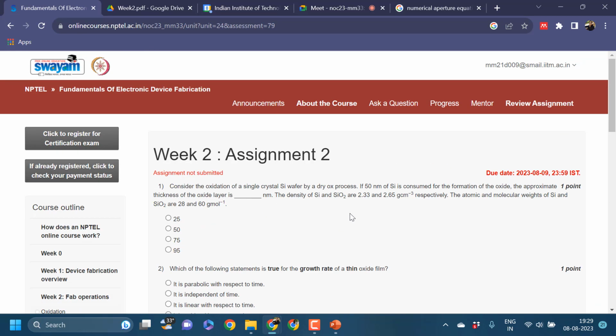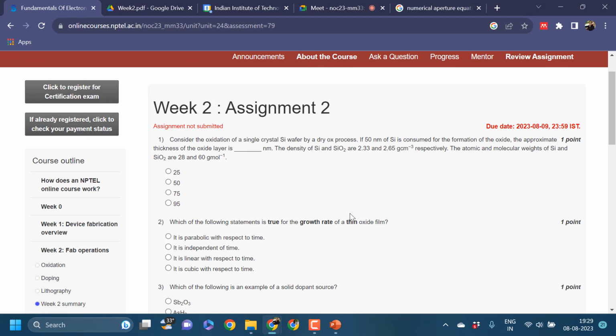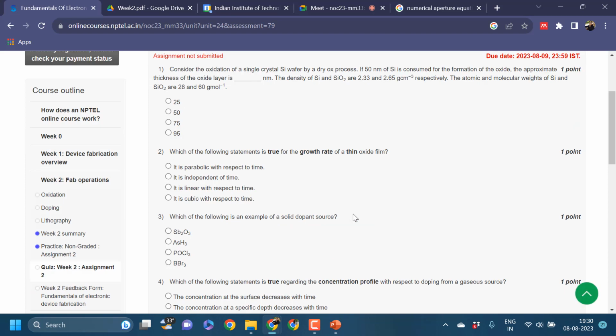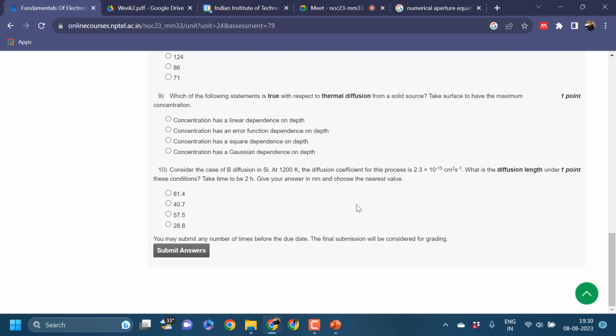Basically, question one says: consider the oxidation of single crystal silicon by a dry oxidation process. If 50 nanometers of silicon is consumed, what is the approximate thickness of the oxide layer? This is the first equation that we had already discussed, like D prime equal to 1.88 D. In that equation, we had cancelled and substituted a lot of things. So if you go along similar lines, you'll be able to answer this question.